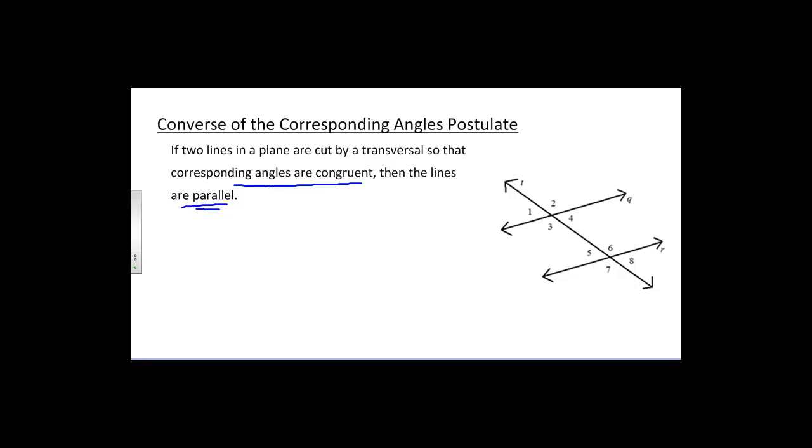In our picture here, I have two lines, Q and R. I don't know whether or not these are parallel yet. I'm trying to show that. If I can show that two corresponding angles are congruent to each other, in this case angles 1 and 5, then that would show that lines Q and R have to be parallel to each other. This is saying if you can show these angles are congruent to each other, from there you can conclude that the lines would have to be parallel.